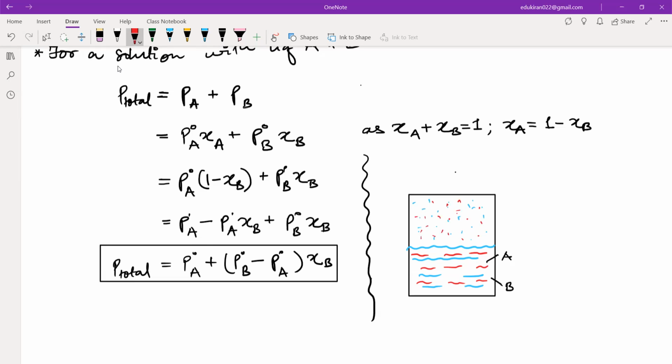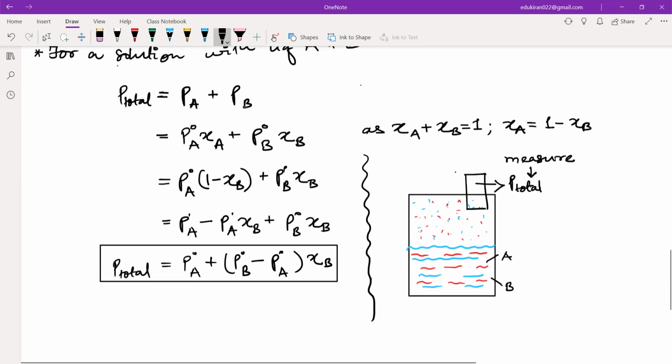Okay. Now what do you do here? You put up a barometer or a manometer, and this will give you the total pressure that is there, the total vapor pressure. So you will measure P total. Once you have measured P total, you have got the LHS.